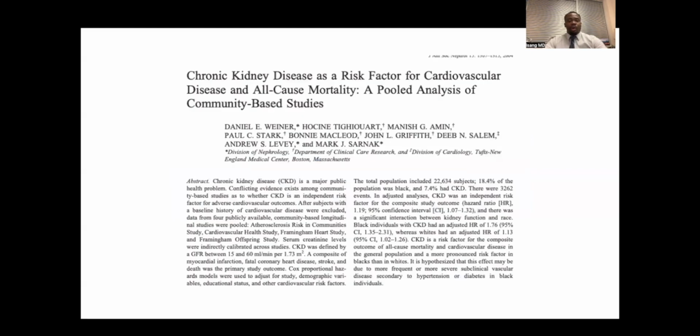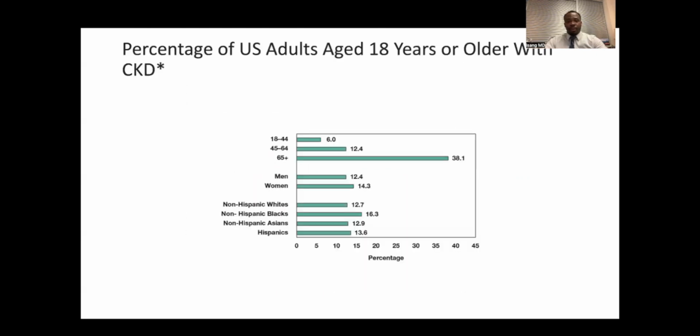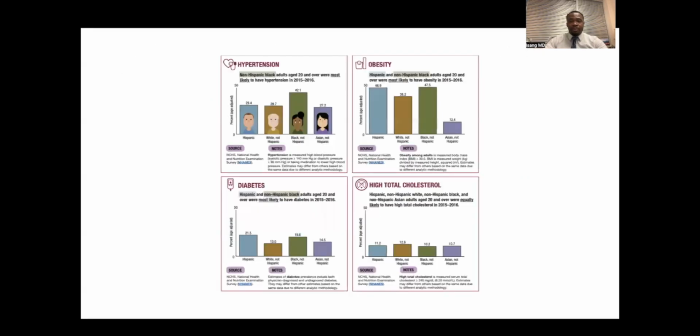So this is an old study around 2004 showing that chronic kidney disease is a risk factor for cardiovascular disease. The biggest thing I wanted you guys to take from this study is that CKD is a risk factor for all-cause mortality and cardiovascular disease, and unfortunately is more pronounced in the Black community compared to the white community. Once again, chronic kidney disease, you see it more commonly in people who are age 65 or greater, and more commonly in people of color, specifically African Americans.